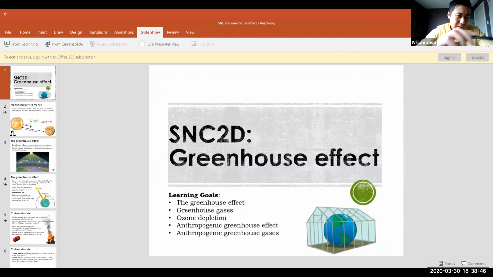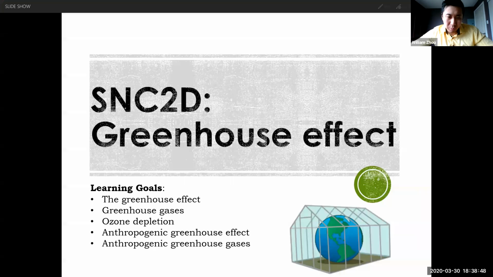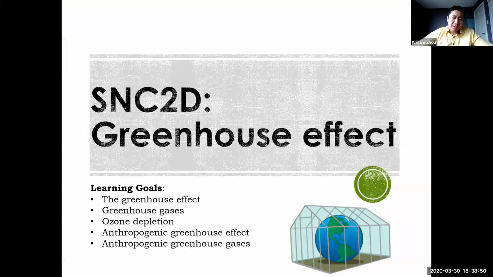Okay, so this is lesson 4, I believe, in climate change. Today's topic is quite fundamental. To talk about climate change, you must talk about the greenhouse effect. So the lesson today will examine the greenhouse effect in a lot more detail.